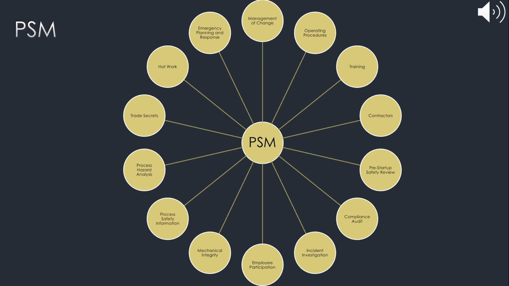For trade secrets, employers must provide all information necessary to comply with PSM standards regardless of the trade secret status of the information. Hot work permits must be issued for any hot work operations taking place near the process, and employees must be trained on emergency planning and response procedures.